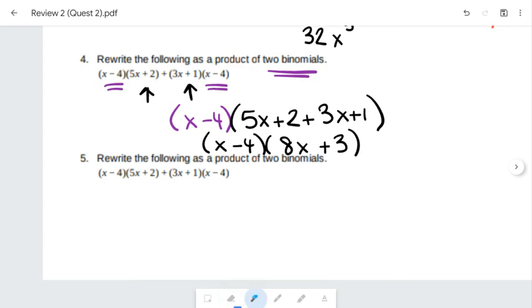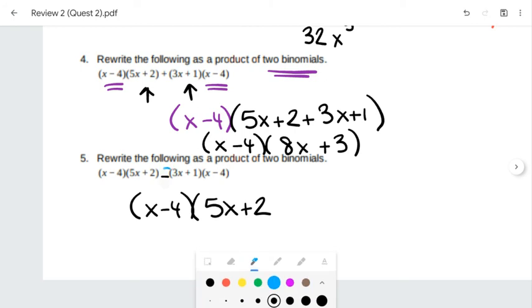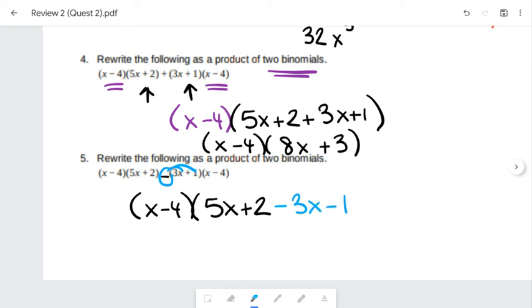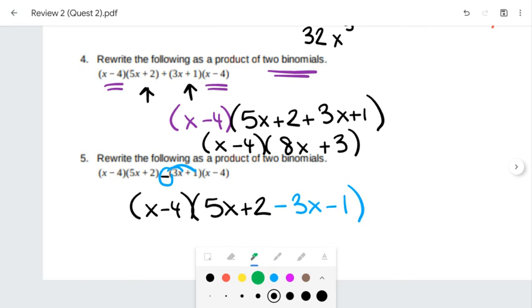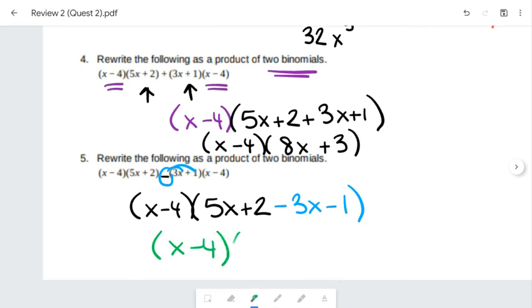So what I want you to go in and do is I'm just going to change that plus sign to a minus sign on mine. So if I do that, we'd still have x minus 4, and we'd have that 5x plus 2. But that minus sign is important. We're going to distribute that minus to both of the other pieces. So we're going to have minus 3x minus 1. And then we can combine those as well. We leave that x minus 4 alone. But 5x minus 3x is 2x. 2 minus 1 is plus 1. And we can leave it like that.